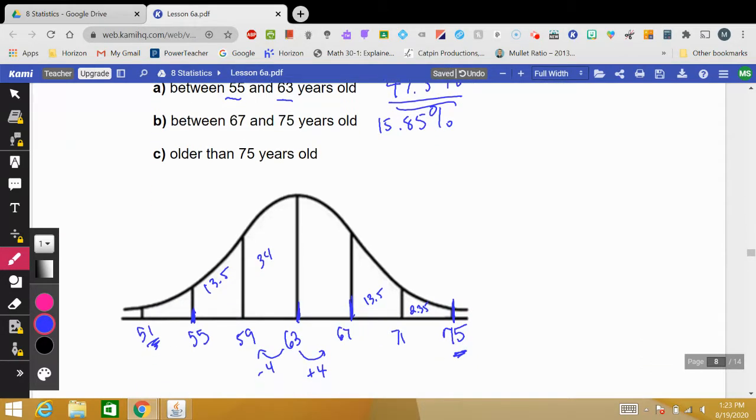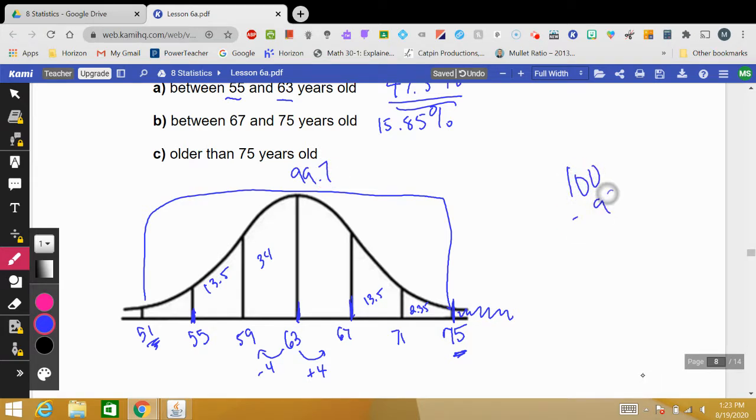Now, older than 75, so that's this right here. We haven't done one of these. So remember, from here to here is 99.7. So if I go 100% minus 99.7, I get 0.3. Now remember though, that has to be shared equally between these two spaces. So I have to divide that by 2. So 0.3 divided by 2 is 0.15 of a percent. So it's like 0.1 of a percent. It's not even 1%, it's 1/10 of 1% of somebody who will be over. So that's why they're considered an outlier.